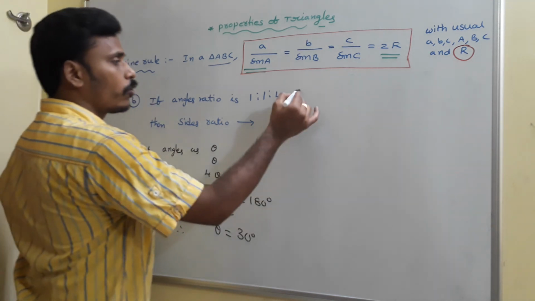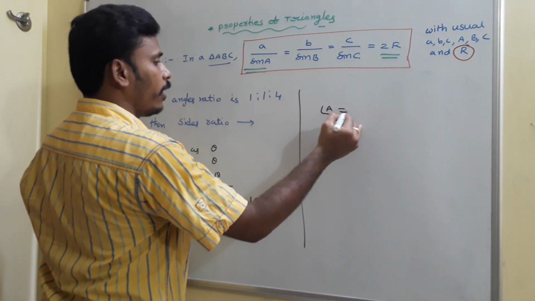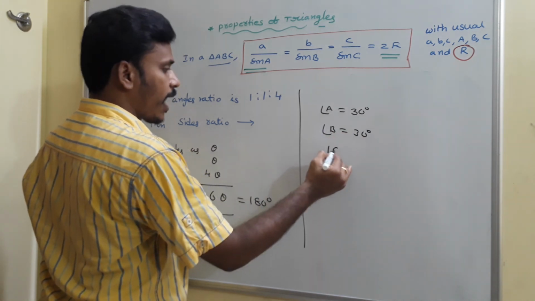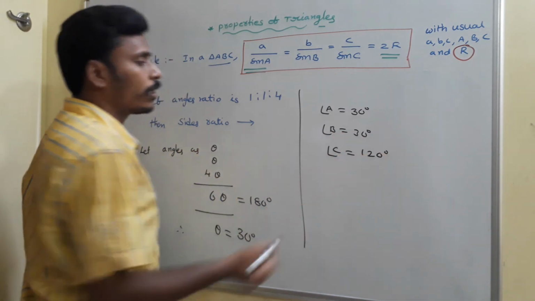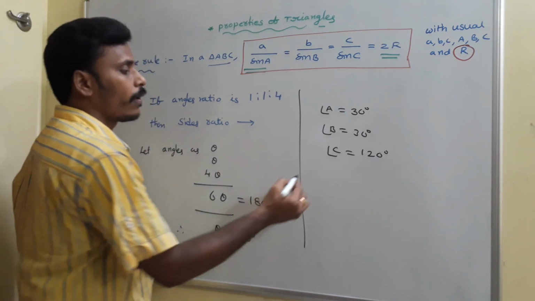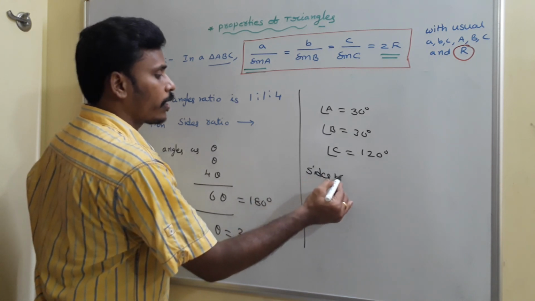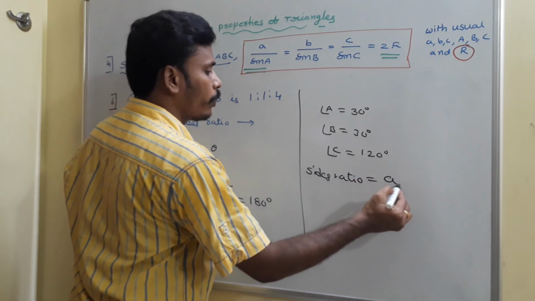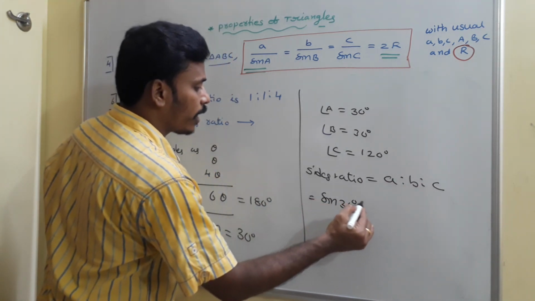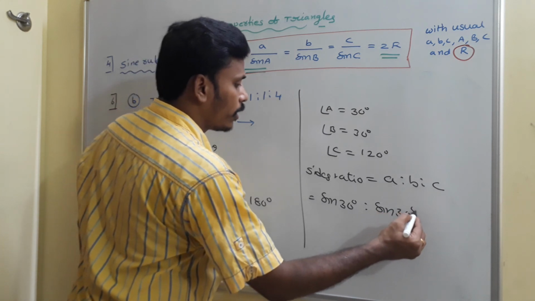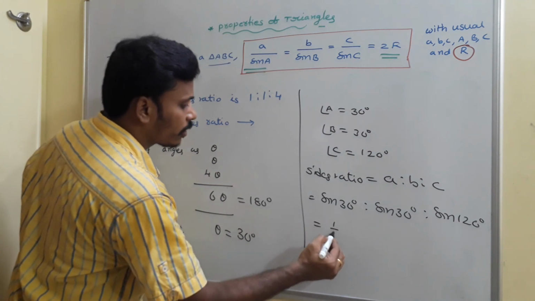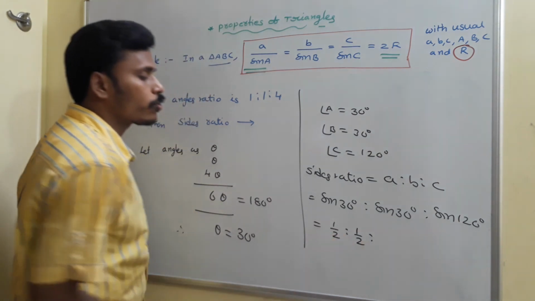Now since theta is equal to 30 degrees, angle A is 30 degrees, angle B is again 30 degrees, and angle C is 4 theta, 4 into 30 degrees, which is 120 degrees. Now the angles are 30, 30 and 120. Then what can you say about the sides ratio? The sides ratio A is to B is to C is equal to sin A, which means sin 30 degrees, is to sin 30 degrees is to sin 120 degrees. And sin 30 degrees is 1 by 2, so 1 by 2 is to 1 by 2 is to sin 120.